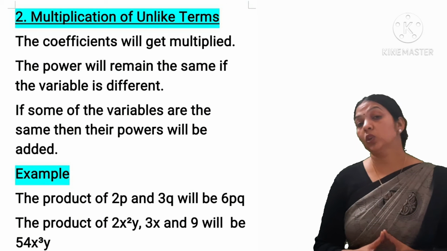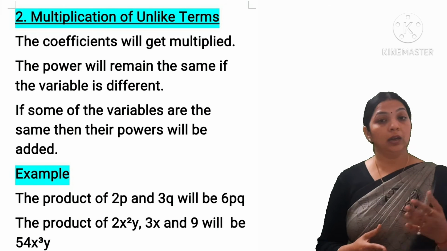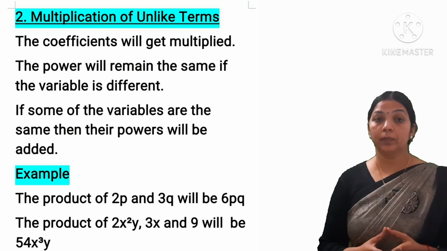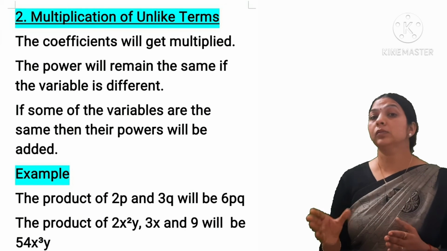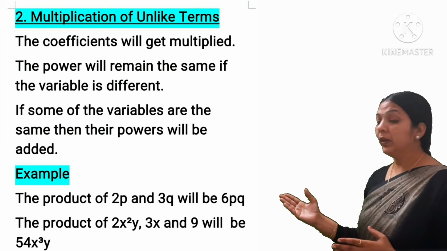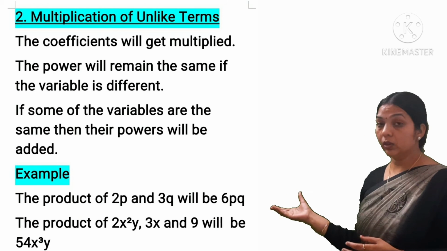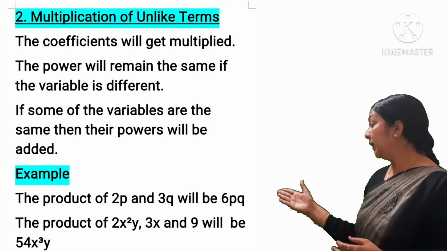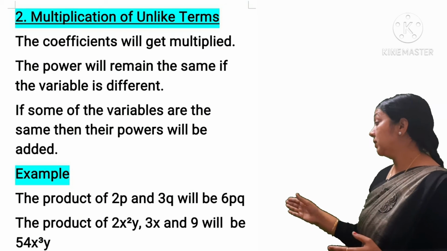Now multiplication of unlike terms. When we want to multiply unlike terms, again the coefficients get multiplied, just number into number, and all the variables would be in the product. For example, you can see 2p into 3q. So 2 into 3 is 6, and p and q, because these are different variables, will remain as they are, p into q.